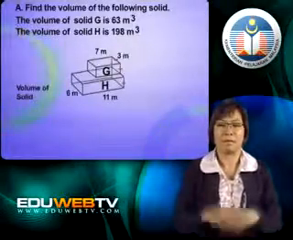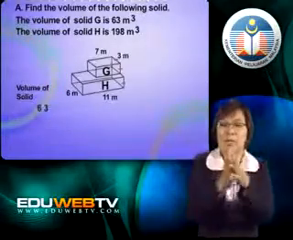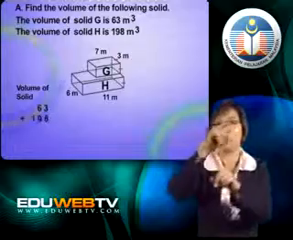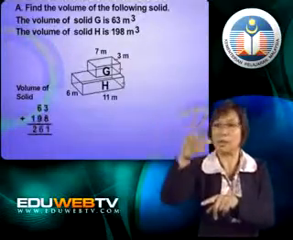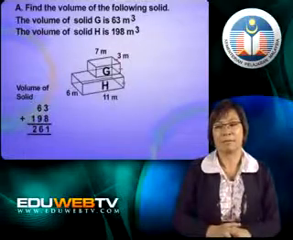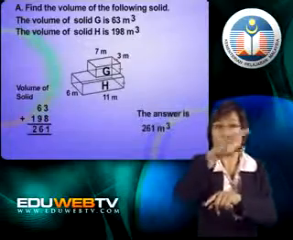The total volume of the solid is equal to solid G plus solid H. 63 meter cubic plus 198 meter cubic is equal to 261 meter cubic. The answer is 261 meter cubic.